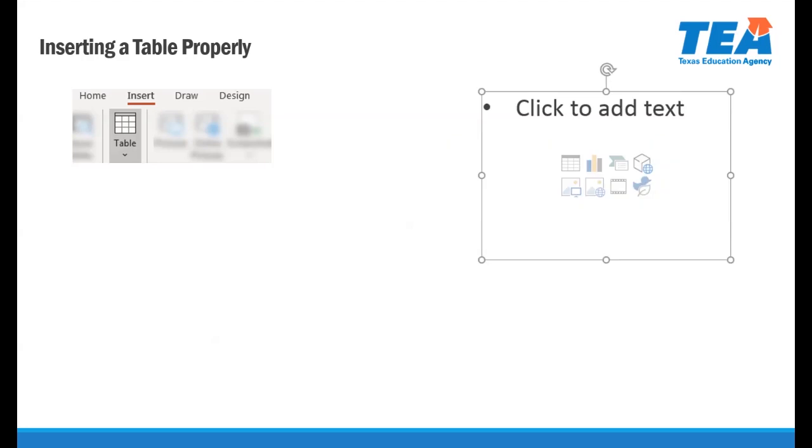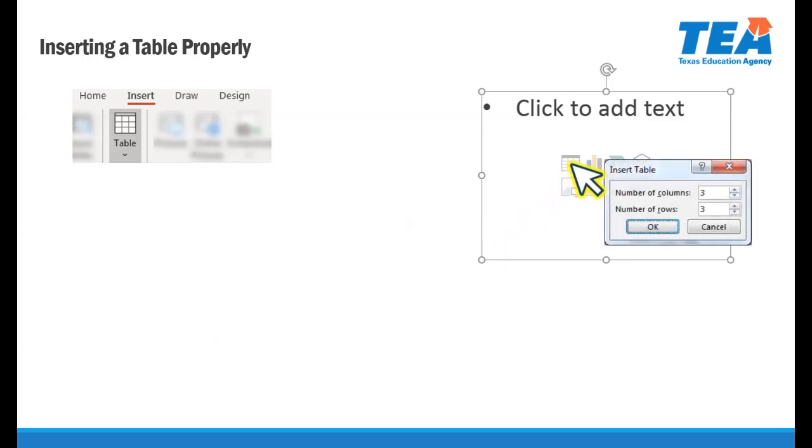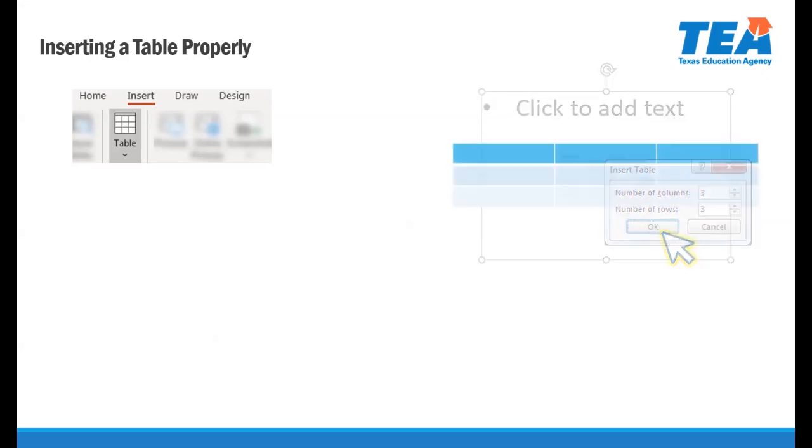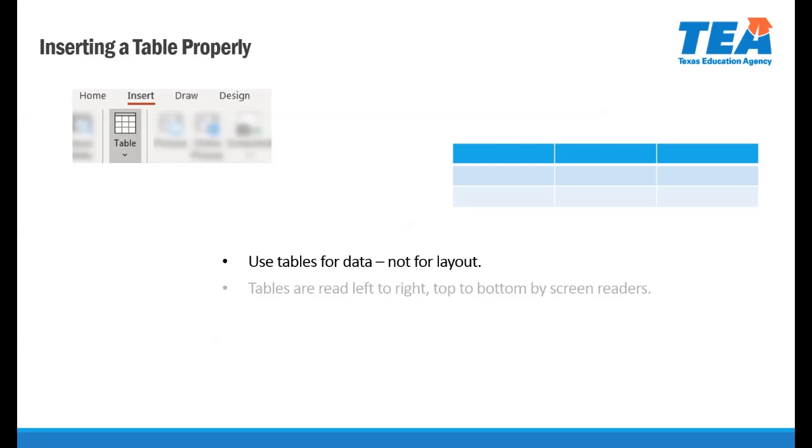The other way to insert a table is by clicking on the table icon in an empty placeholder. The Insert Table window appears. Insert the columns and rows the table needs. Click OK and the table is inserted. Remember, use tables for data, not layout. Tables are read left to right, top to bottom by screen readers. And use proper table headers.